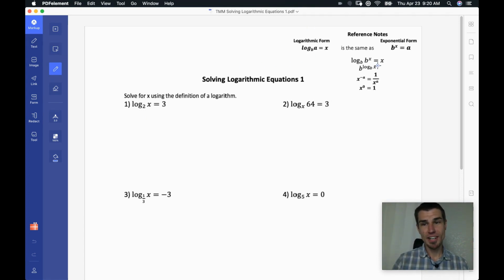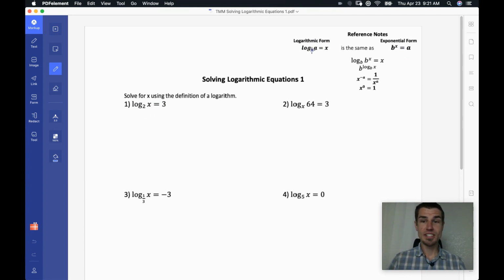Basically, we want to use this idea here. We can change any logarithm equation into an exponential equation. Once we can just get a logarithm, then switch it into exponential form, we're good to go. So let's see how that would play out here. We have log base 2 of x equals 3. We want to go from log form to exponential form.